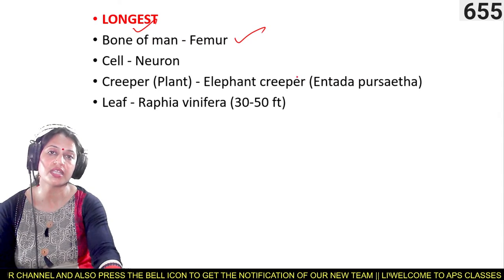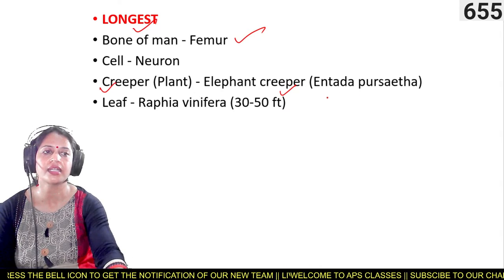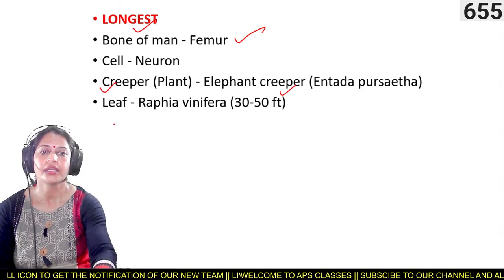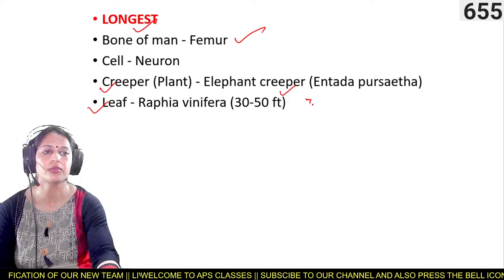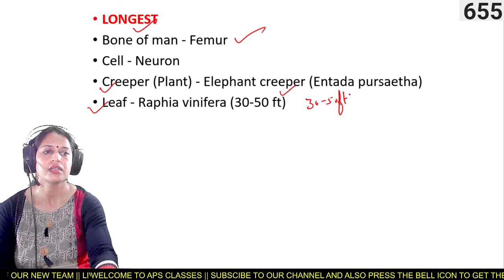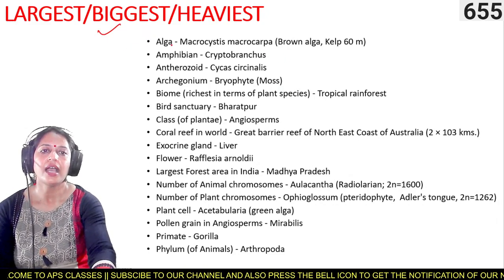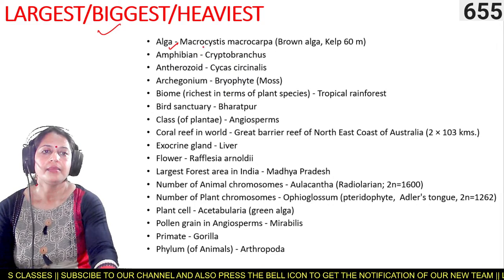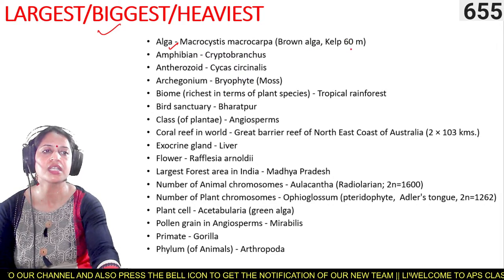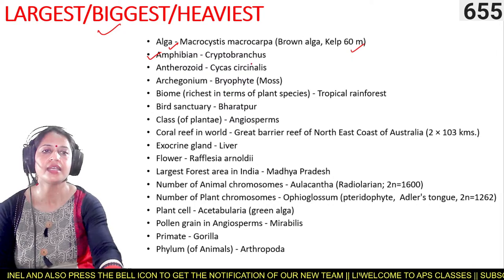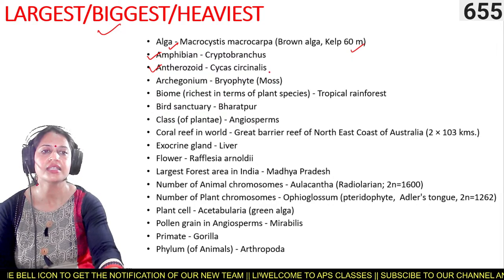Cell, neuron is the longest. Creeper plant, that is elephant creeper, Entada pursaetha. Leaf, the longest is Raphia vinifera, and the height is near about 30 to 50 feet. Next is largest, biggest and heaviest. Alga, Macrocystis pyrifera, that is the brown alga, near about 60 meters. Amphibian, that is Cryptobranchus. Antherozoid, that is Cycas circinalis.